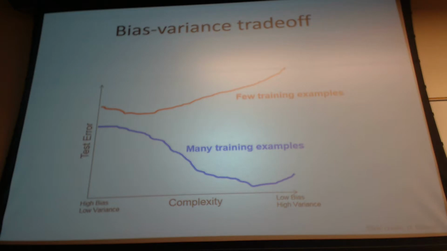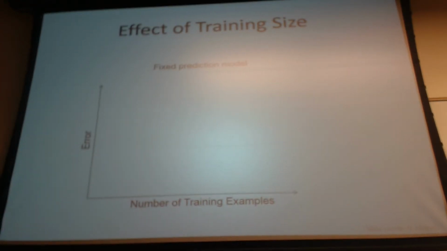So if we now fix the prediction model, let's say we fix a complexity. Let's say here the best possible complexity for many training examples. If we fix the complexity, then we change the number of training examples. What happens? For a fixed machine, if we change the number of training examples, what is the effect? Let's say we have a fixed machine and we are increasing the number of training examples. What happens to the training error?